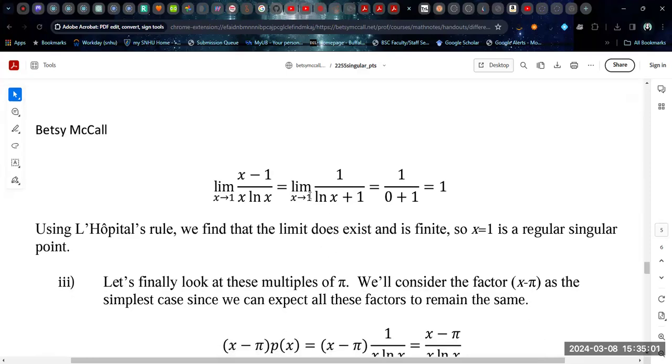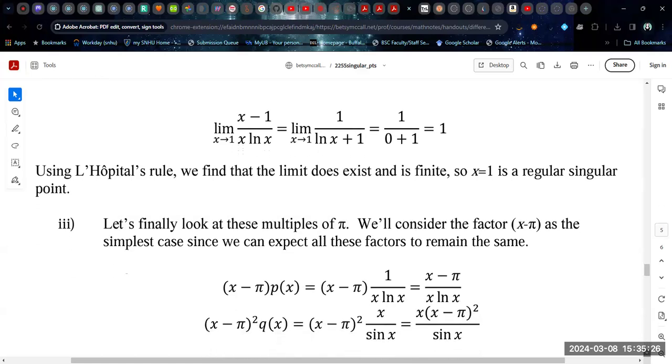So again, we check L'Hopital's rule. If x goes to 1, this is going to be 0 over 0. So we can do it the first time. We apply a product rule, and then we end up with this expression. And then finally, we plug in 1, and we end up with 1. So this actually does turn out to be a regular singular point.